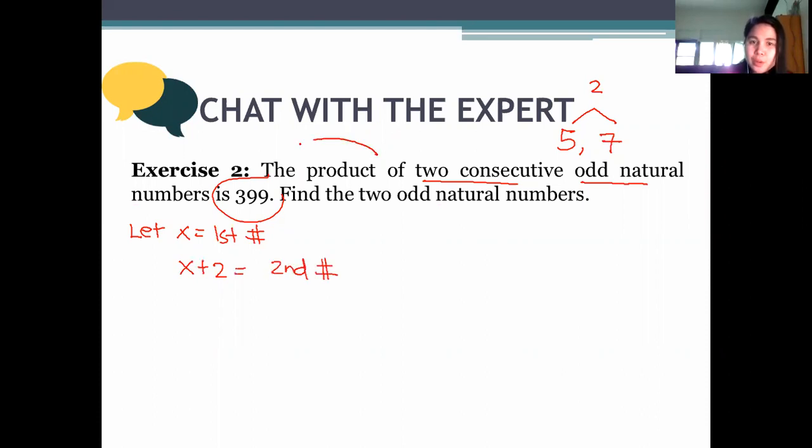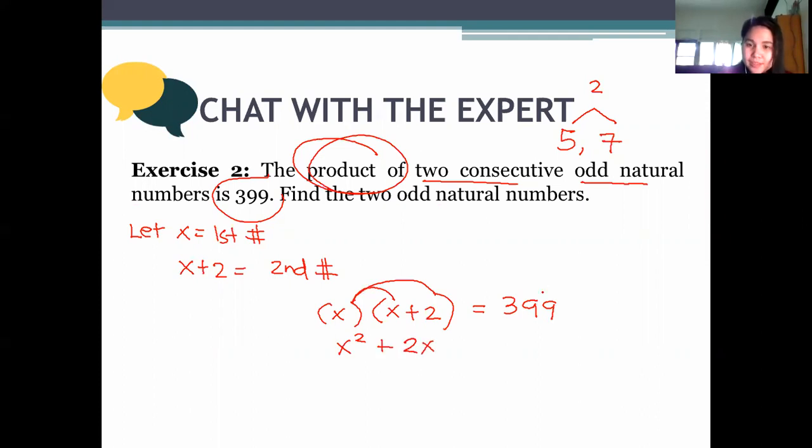What will we do? Product. So we will multiply them. We have x times x plus 2 equals 399. So we have x squared plus 2x equals 399. We transfer this to the other side. It becomes x squared plus 2x minus 399 equals 0. So it's up to you after this part. You can do completing the square, you can do factoring, or the quadratic formula.